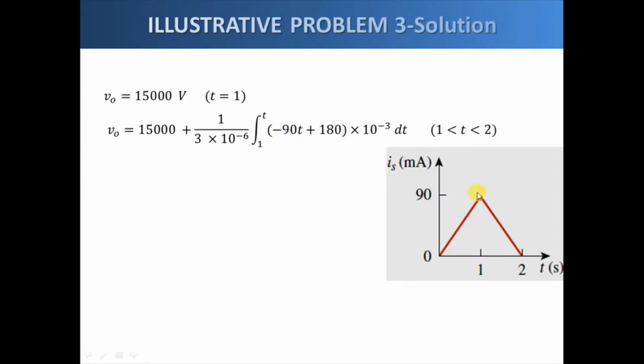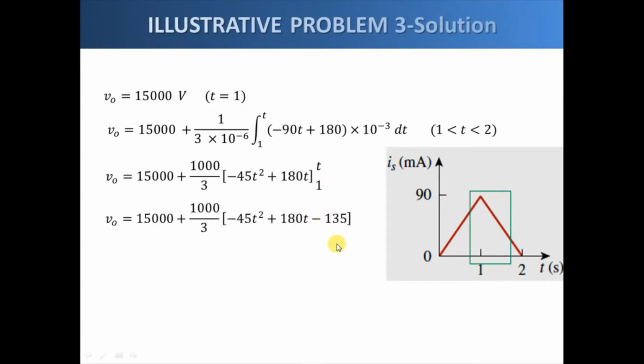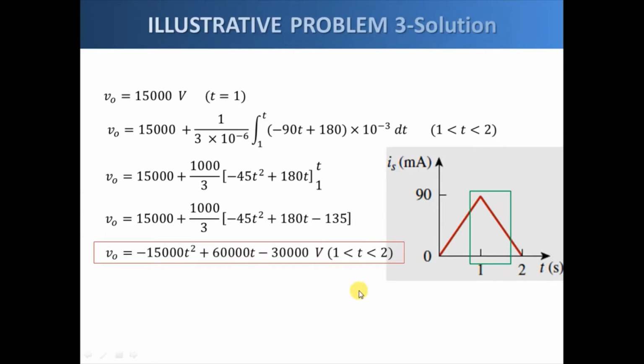So we need to identify the equation for the current between 1 and 2. So this is the line here. Applying algebra there, we get negative 90t plus 180 as the equation of the line. Of course, that would be expressed in milliamps. So doing the integration and applying the limits, we actually get this voltage across the capacitor between times 1 and 2 seconds. Simplifying this, we'll actually get this one. So this is the voltage between 1 and 2 seconds.